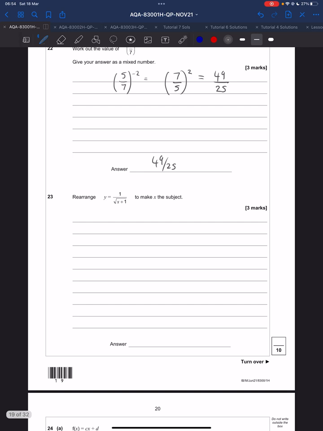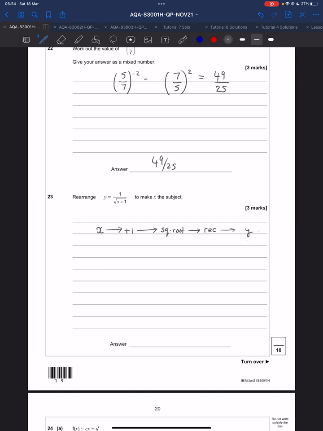Rearrange y equals 1 over the square root of x plus 1 to make x the subject. There are two ways of doing this, so I'm going to do it both ways. If we start with x, then we add 1, and then we take the square root, and then we take the reciprocal, and out comes y.